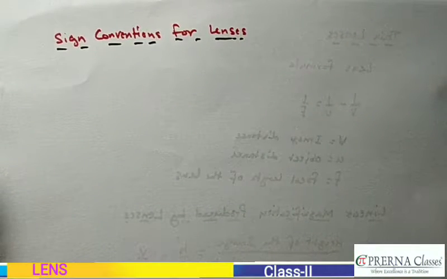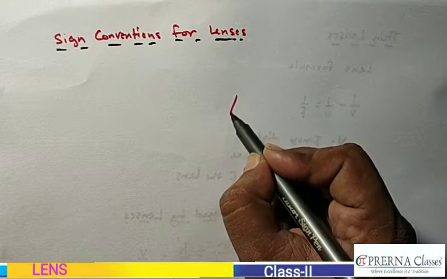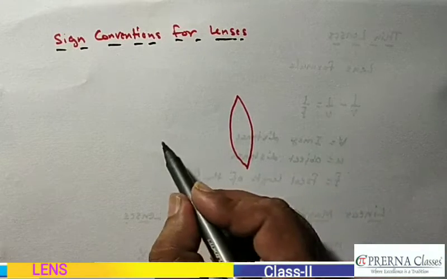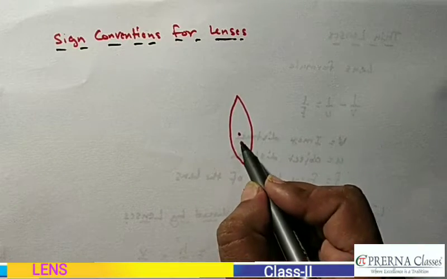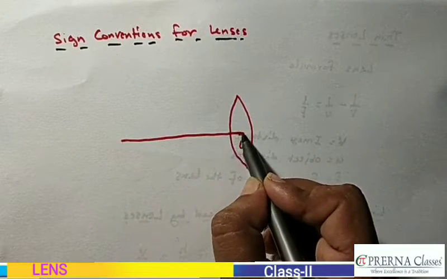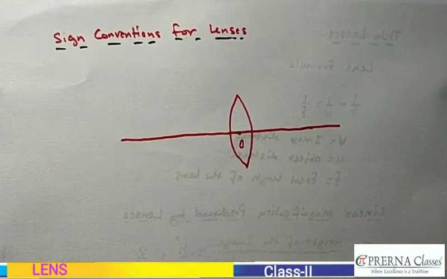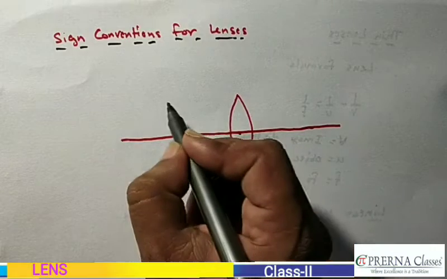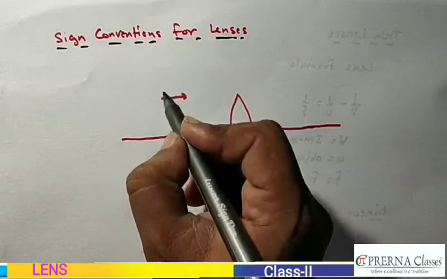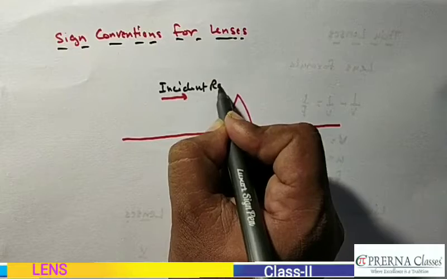Okay. Suppose this is the convex lens. This is the optical center of the lens. Remember, here we are only studying thin lenses. Okay, this is the principal axis. Suppose this is the direction of the incident ray.